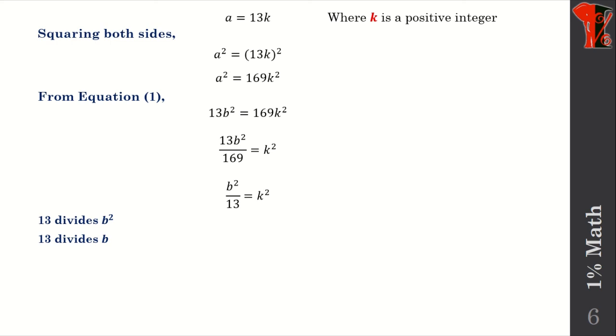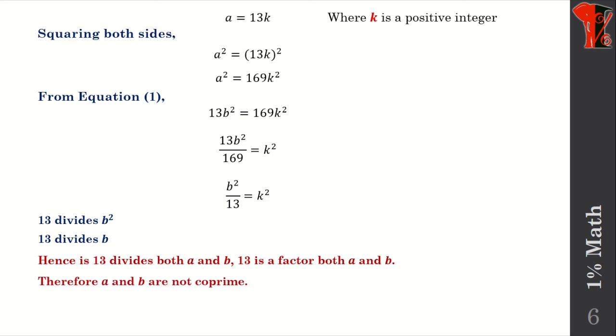Since we came to know that 13 divides both A and B, that means 13 is a factor of A and B, which means our assumption is wrong, because we have considered A and B are coprimes. That means they should have only 1 as a factor, but here we have got that it has one more factor, that is 13, which is a contradiction to our assumption. That means our assumption is wrong. So therefore what we can say is root 13 is irrational. Hope you all understood. Thank you.